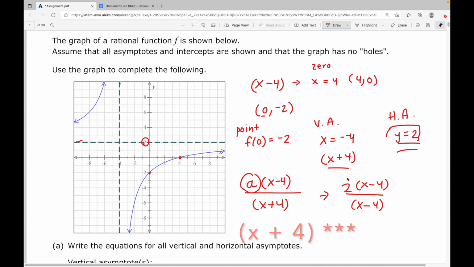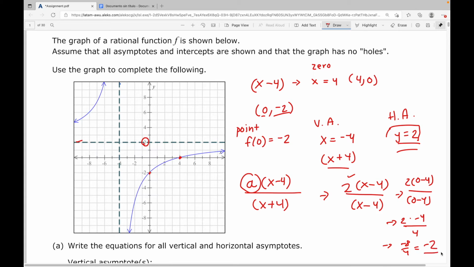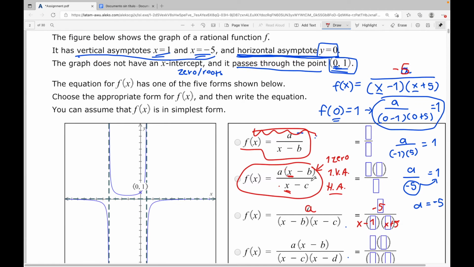And we can verify that this is correct because if we evaluate at 0, let's go 2 times (0 minus 4), over (0 plus 4), we're going to get -2. Let me just show you. So it's 2 times -4 divided by 4. So it's -8 divided by 4, which is -2. So that's how we can verify that this function is correct. Okay? So that's an example of this type of problem.